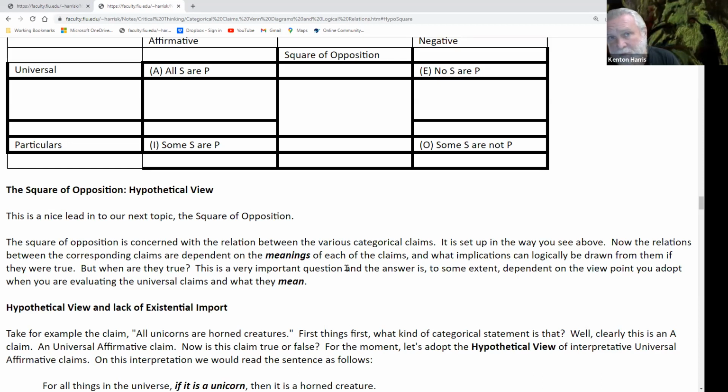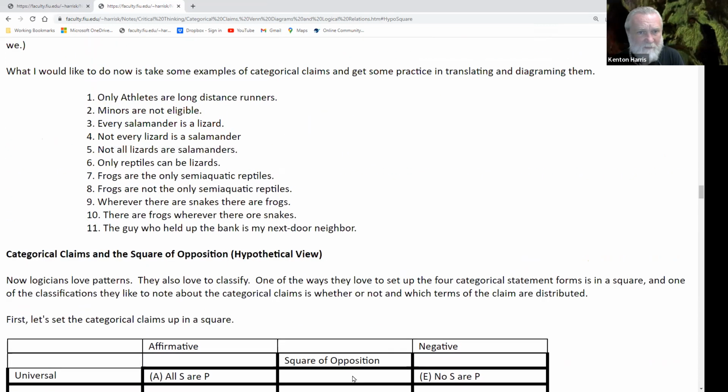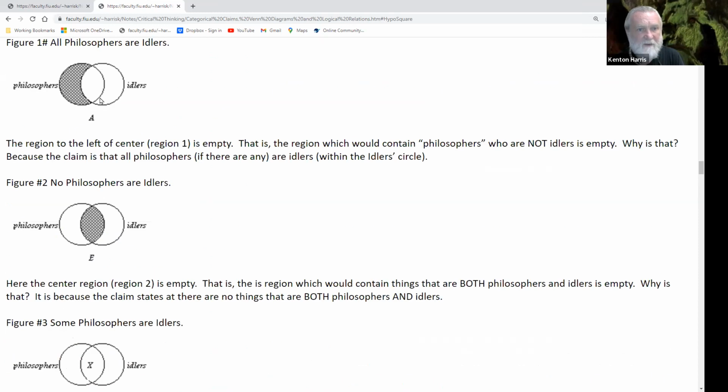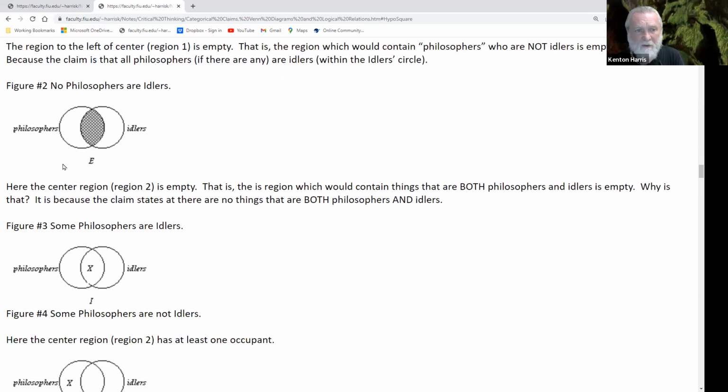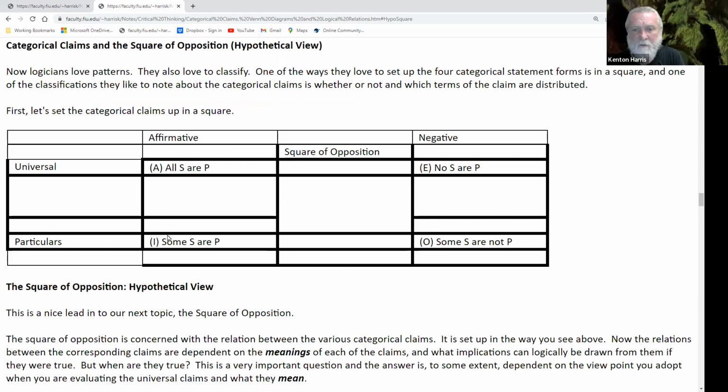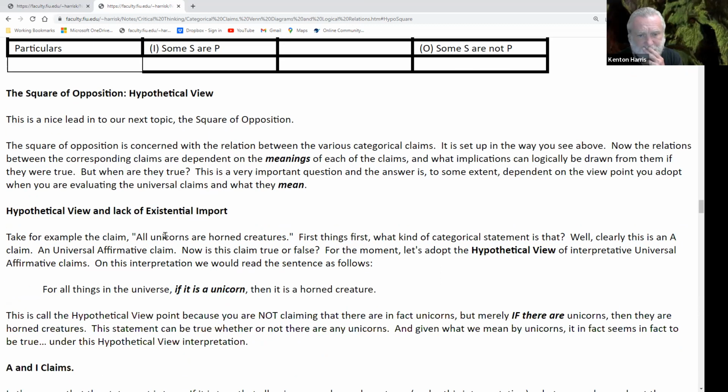So the way it's standardly understood, and let's just graph it out this way, there's no X here. I'm not claiming there's any X. I'm saying only if something's a P, a philosopher, then it's an idler. Likewise, there's no X here. I'm only saying if something's a philosopher, then it is not an idler. Right? And again, this is the standard way we understand, or the hypothetical way we understand universals in modern logic.